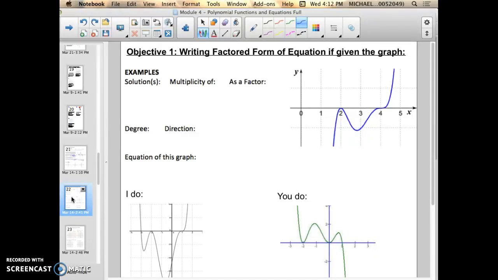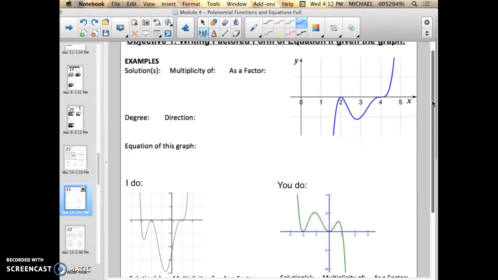The actual objective is writing the factored form of a polynomial equation if given the graph. So if I'm given this graph on the right, I'm going to do 2 examples just to really show my thought process as I'm approaching it. The first step is to identify the solutions with multiplicity. So I can circle them on the graph. If I look at it and visually analyze the information, there's a solution there, and it looks like there's a solution there.